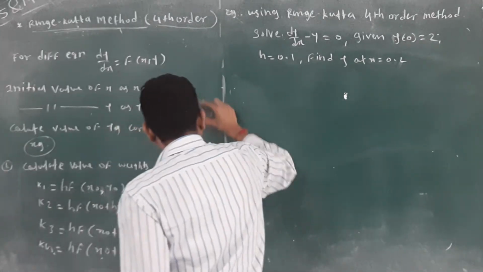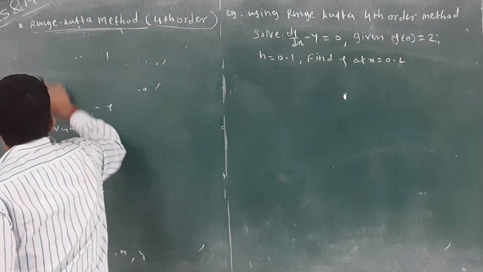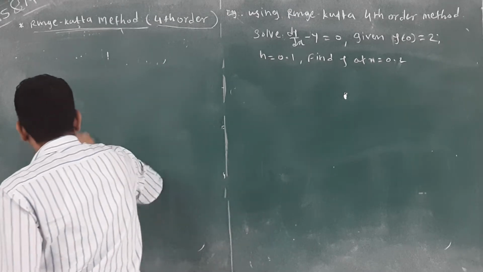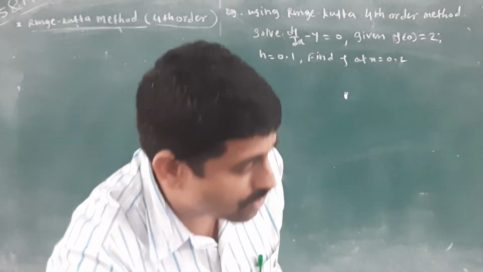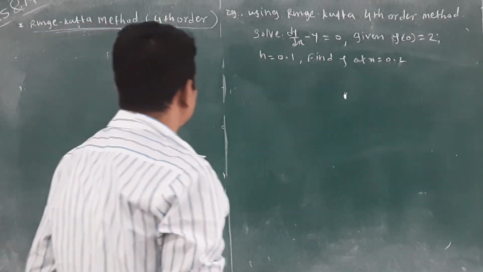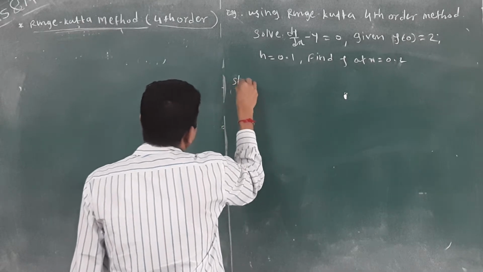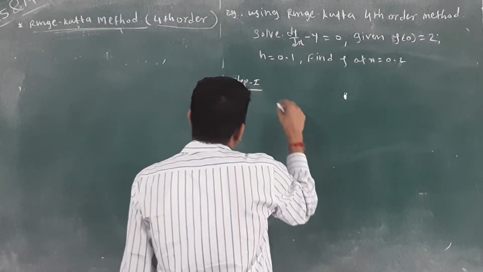Okay, all of you ready? How to solve that numerical? Given numerical is to be solved with the Runge-Kutta fourth order method. Remember that fourth order means you have to use the four values K1, K2, K3, K4. We'll see step by step. What is step number 1?